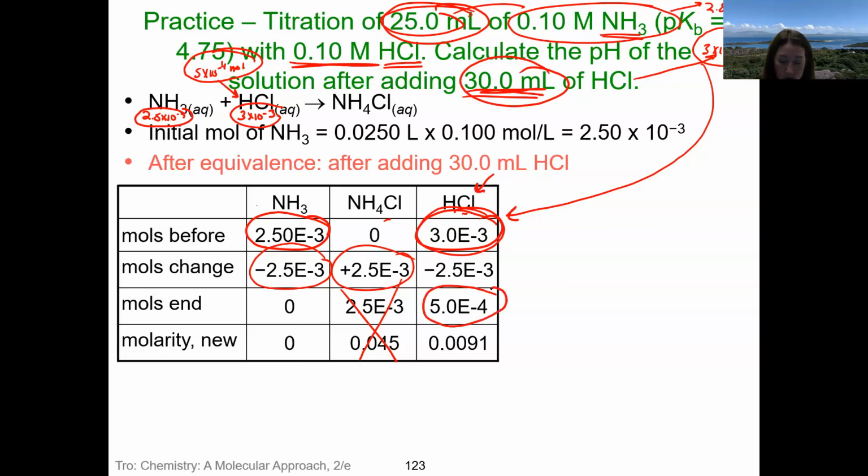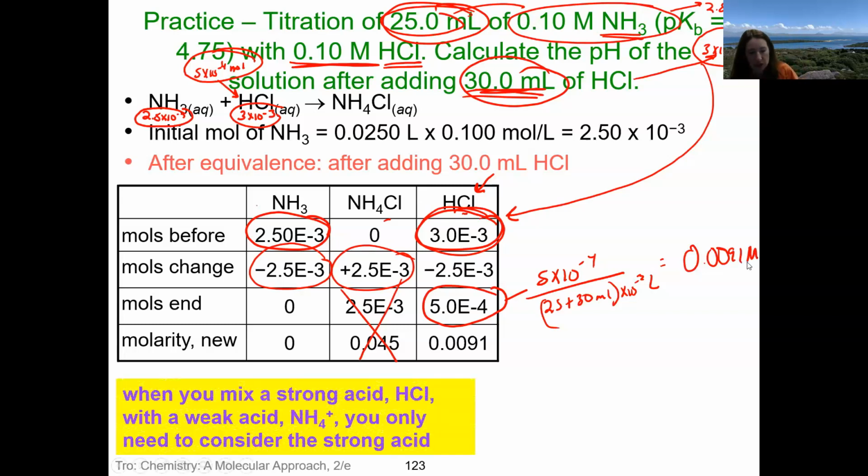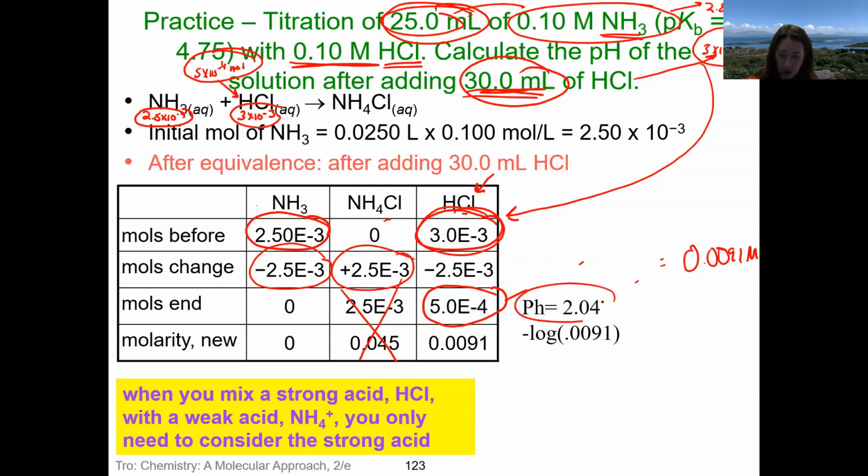Here's our moles, and then our volume again is 5 times 10 to the negative 4 over 25 plus 30 milliliters, and then times 10 to the negative 3 to get it to liters. And that gives us 0.0091 molar. So when you mix a strong acid with your weak acid, which is these two, you ignore the weak acid, and your pH ends up being 2.04. So that was the last of our titration problems that we had.